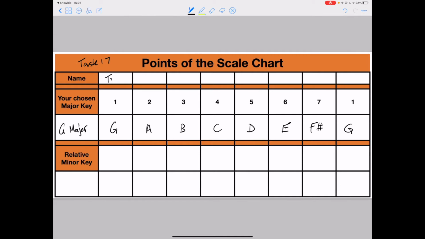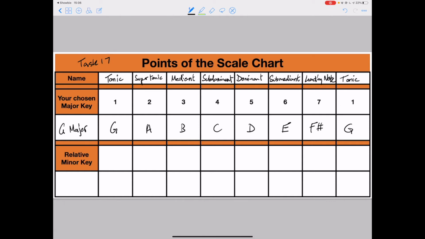So note 1 is also known as the tonic note, so we can write those in. The other one that you'll use a lot is note 5, which is the dominant note. Okay, let's name the others. Note 2 is the supertonic. Note 3 is the mediant. Note 4 is the subdominant. We've got note 5 as dominant. Note 6 is submediant. And note 7 is the leading note.